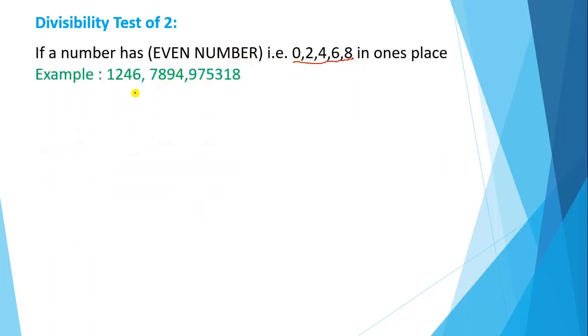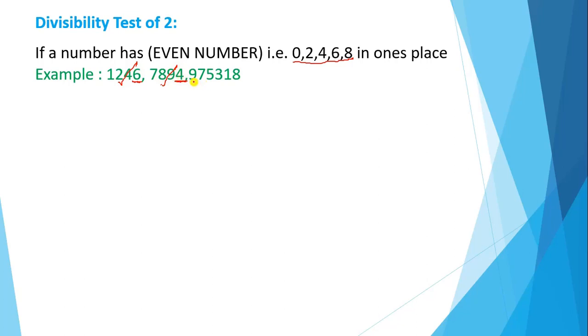Here we took the example of 1246. In the ones place we have a 6. 6 is an even number. Again this full number is divisible by 2. Next number we have 7894. Again in the ones place we have a 4. This 4 is again an even number. Therefore this full number 7894 is divisible by 2.